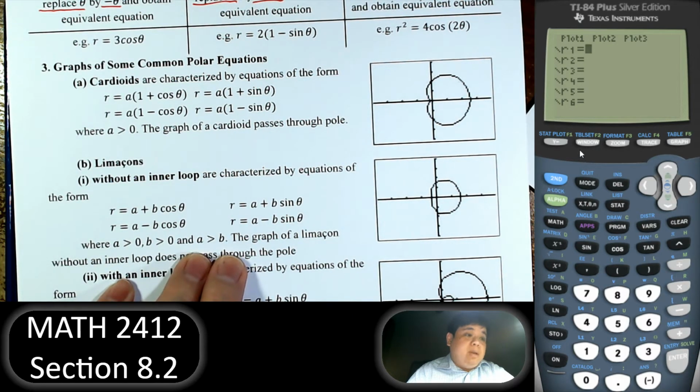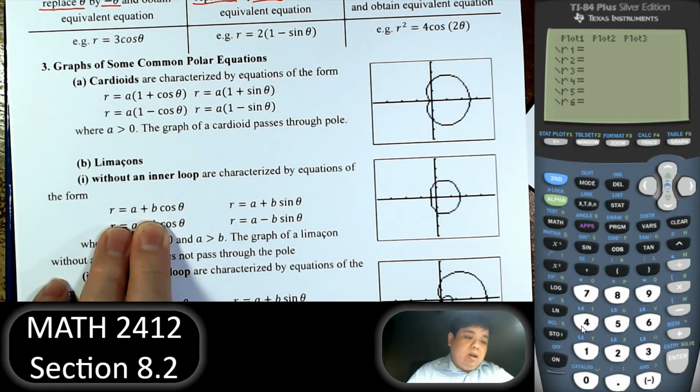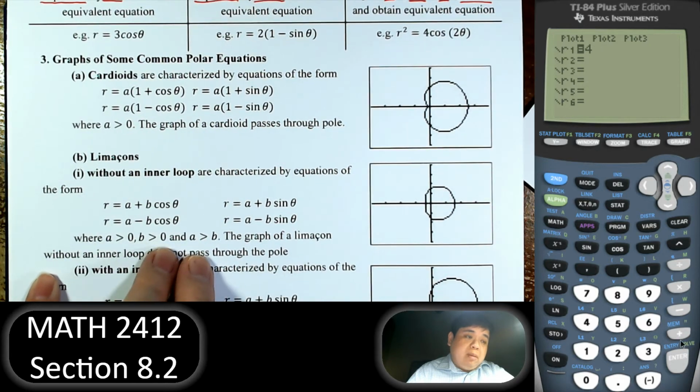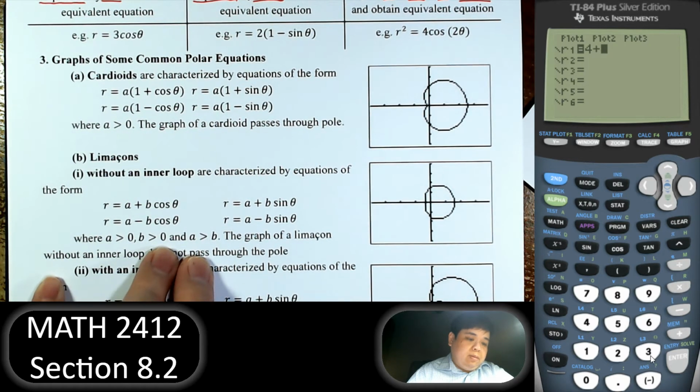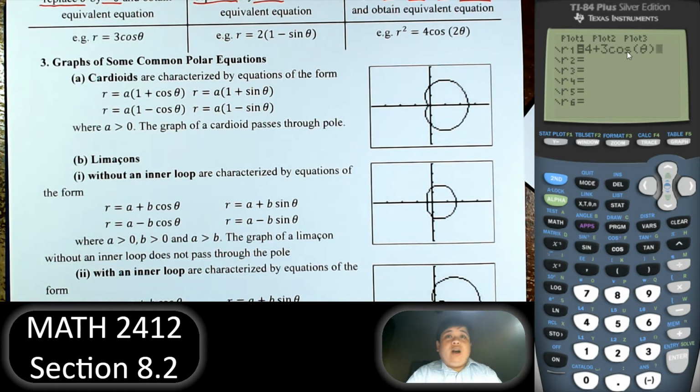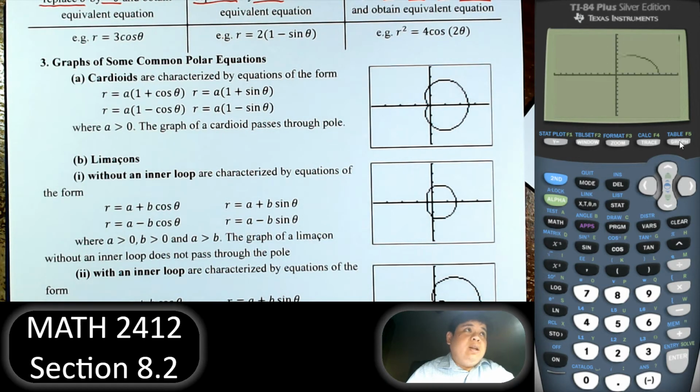Now, if we want to graph the limaçon with an inner loop, we're going to choose a greater than b. So for example, r equal to 4, a has to be greater than b, so b is 3 cosine theta. And again, if we have cosine, we can put negative or positive theta, still the same thing, because cosine is an even function. So this graph will be symmetric to the polar axis. As we see, this is symmetric to the polar axis. So this is the limaçon without a loop.